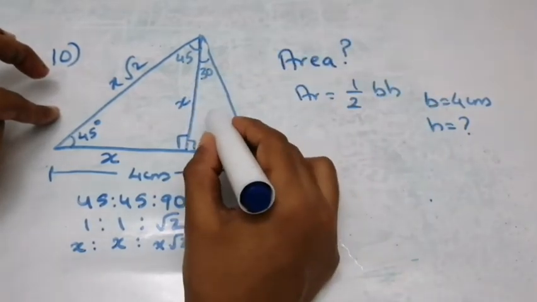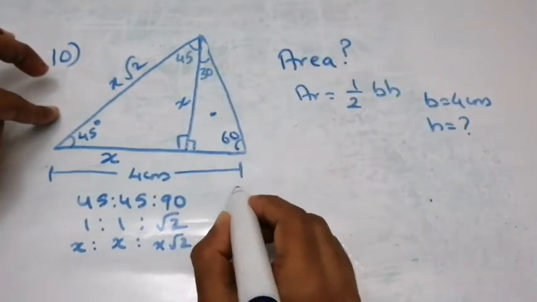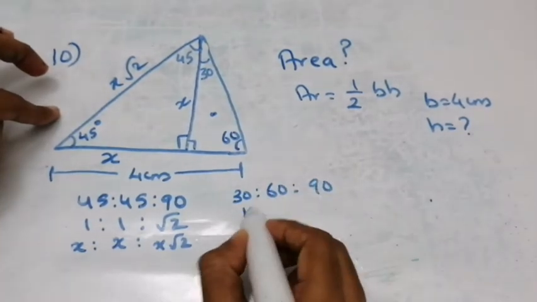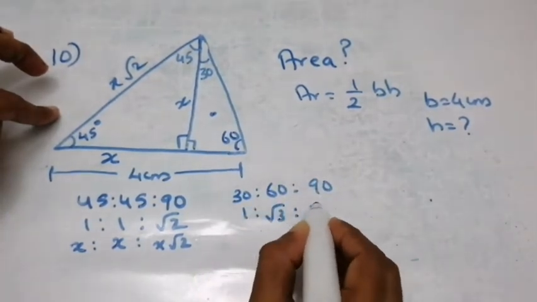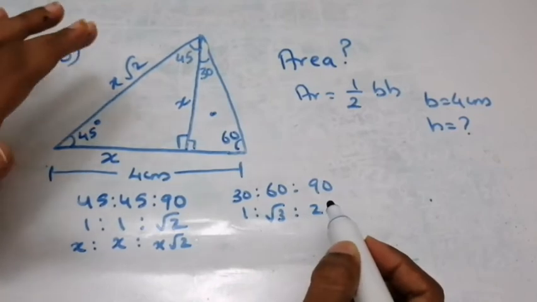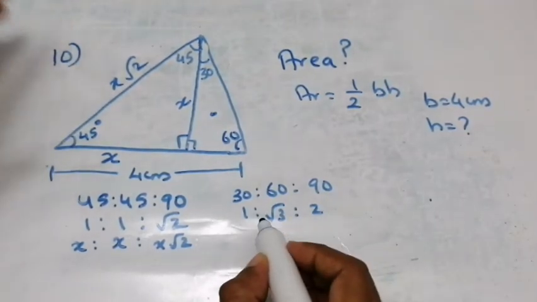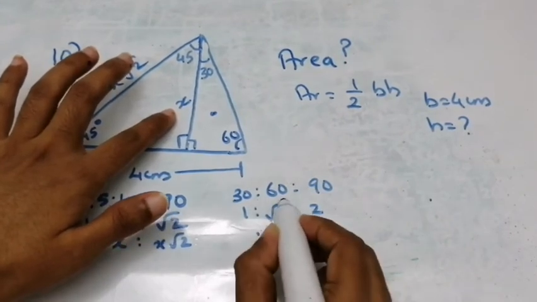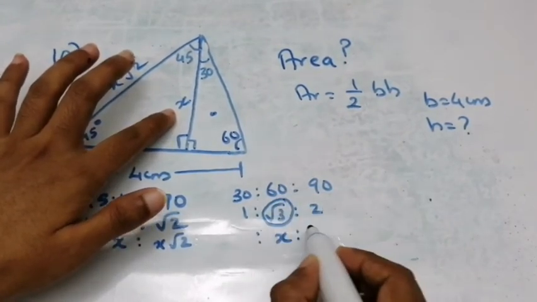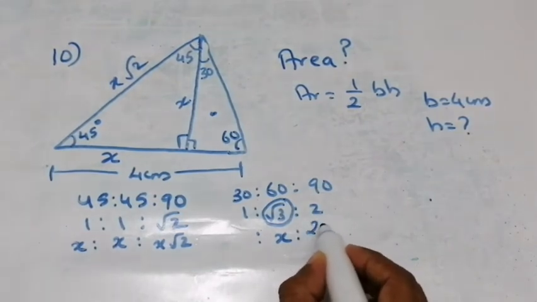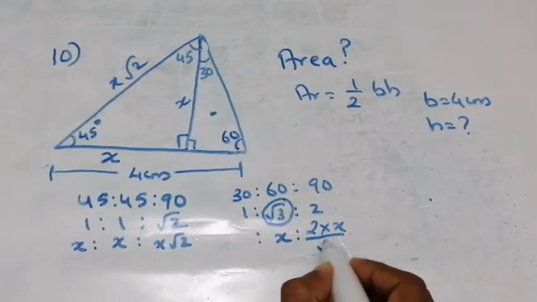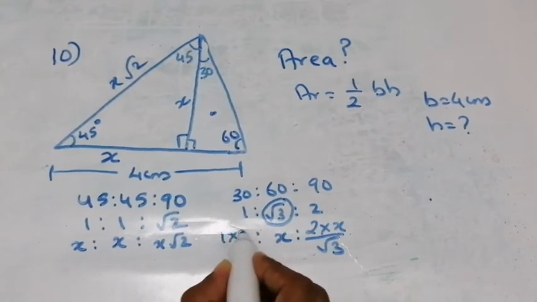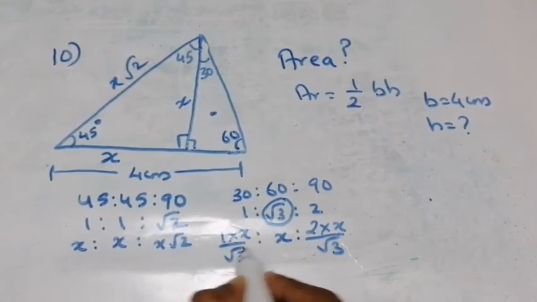Now moving on to this triangle. Here we know the ratio is like this: 30, 60, 90 is 1 is to root 3 is to 2. You have to write all these things in the notebook. Now opposite to 60 degrees is given as x. So who is the head of x? Root 3. Okay, now 2 into x divided by root 3, and here 1 into x divided by root 3.